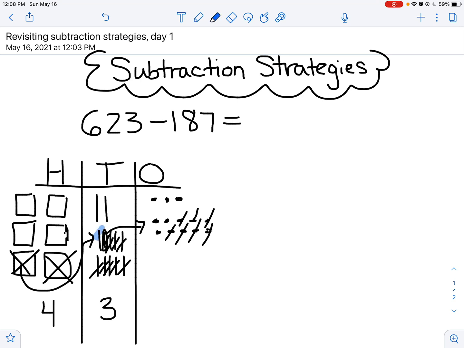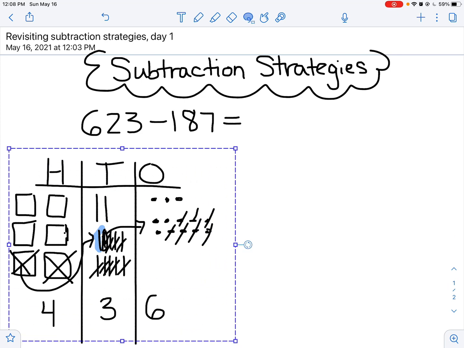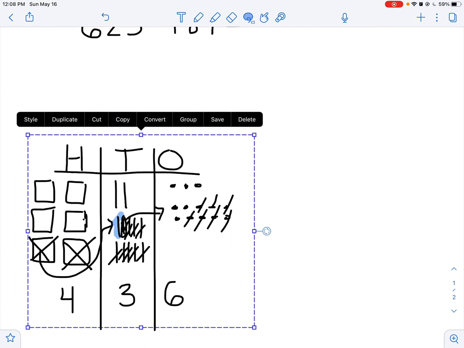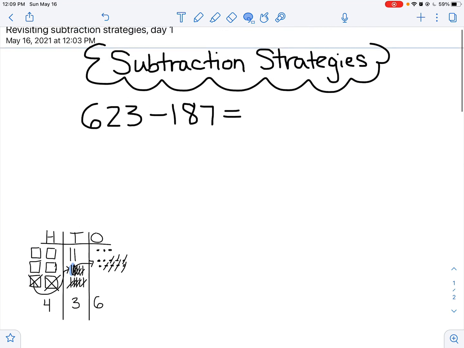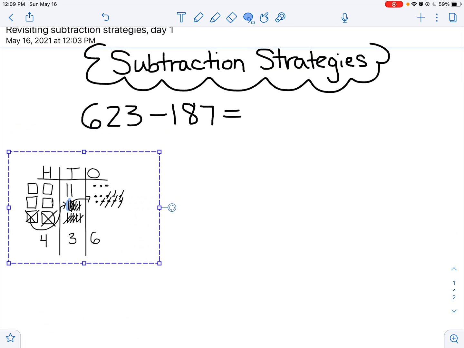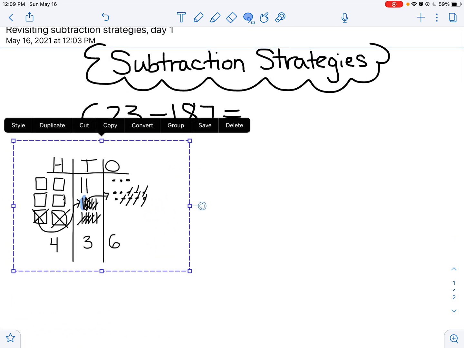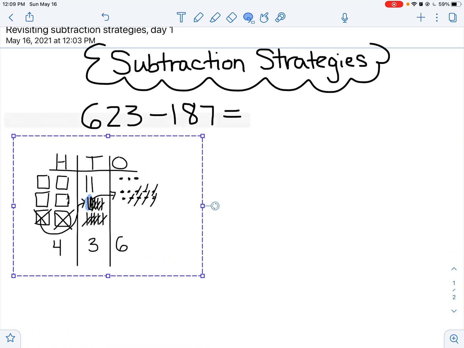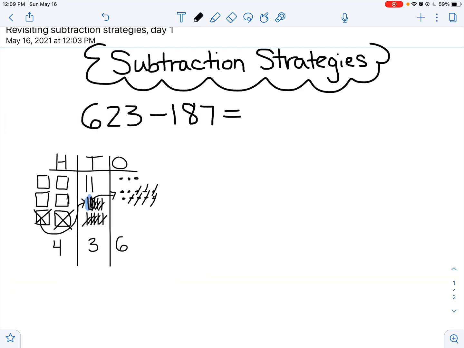But look at how this one kind of gets lost in the shuffle. That's why this strategy isn't so great when we get into multi-digit numbers. It gets really complex and gets confusing and messy. And now I look at my ones, and I have 6 ones left. So my answer should be 436. So this is certainly a strategy that you can use. It is certainly a strategy that works, okay? But think about whether you are comfortable using a different, more efficient strategy.